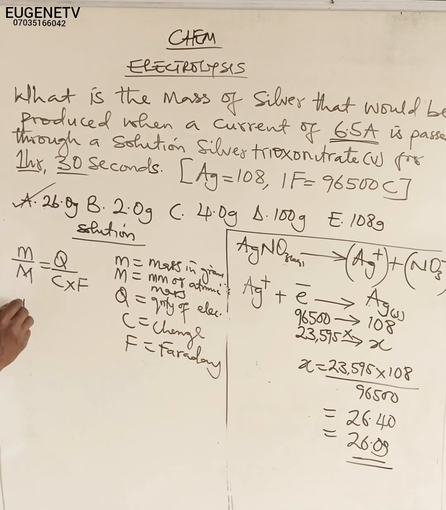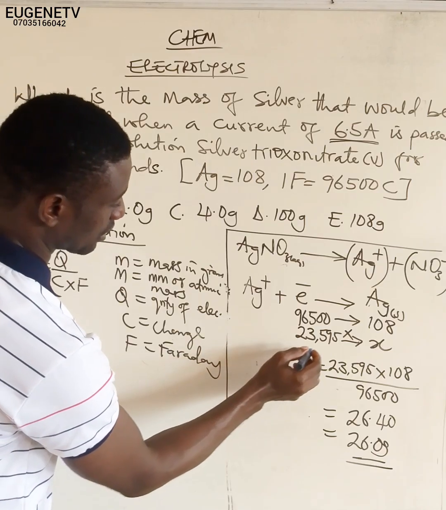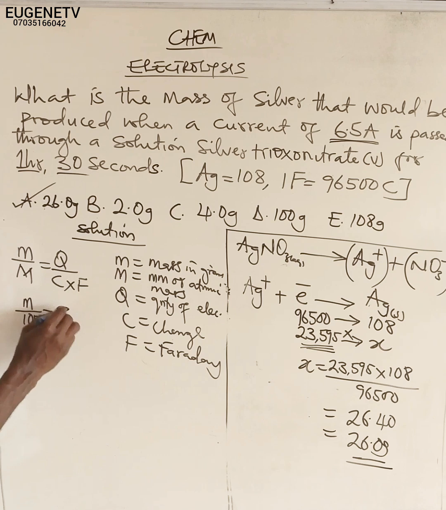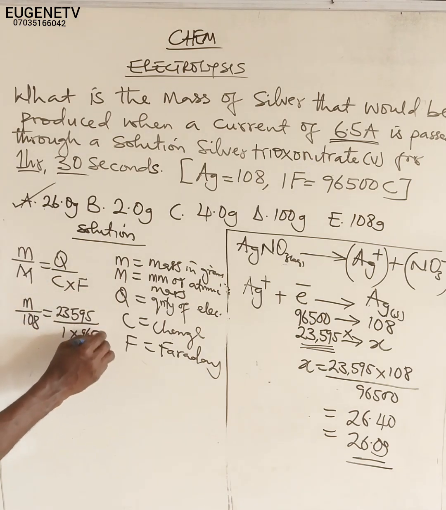Alright, so our mass here is what we are looking for, we don't know. The molar mass or atomic mass of silver is 108, equal to Q, the quantity of electricity we calculated from the equation. This was the quantity, which is 23,595. Then the charge of silver is 1. And then the value of 1 Faraday is 96500.